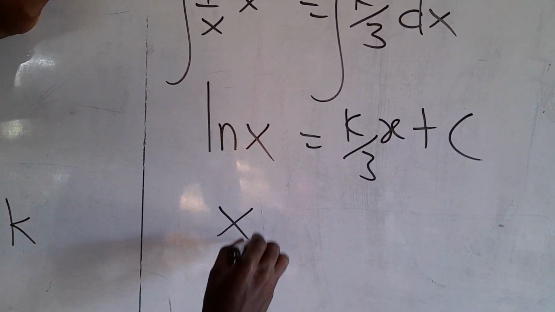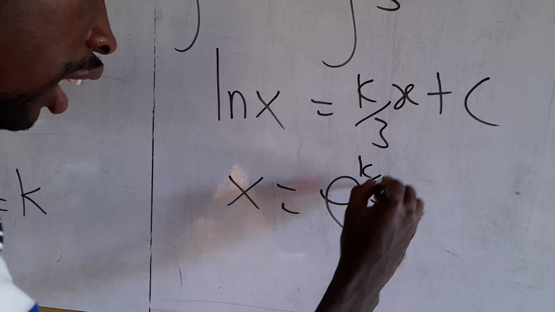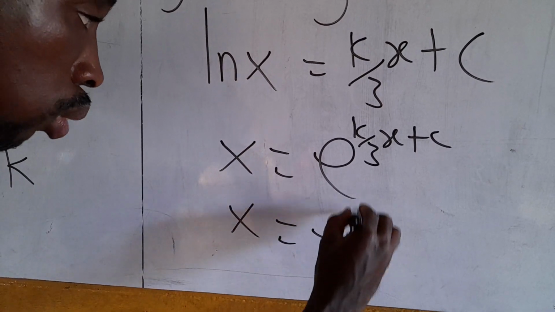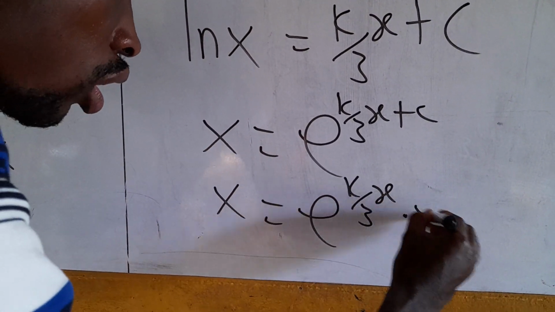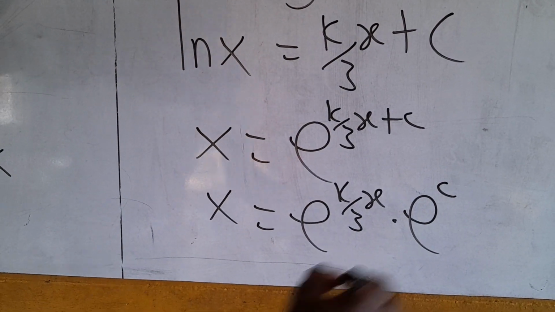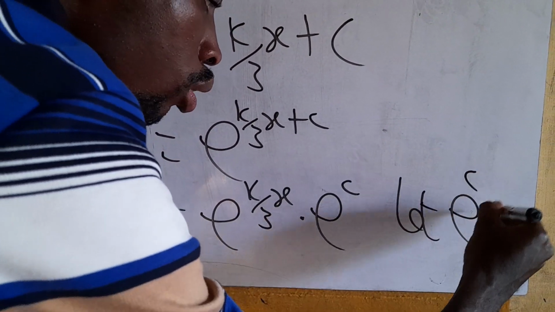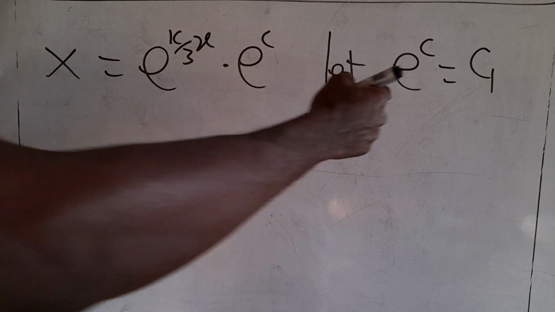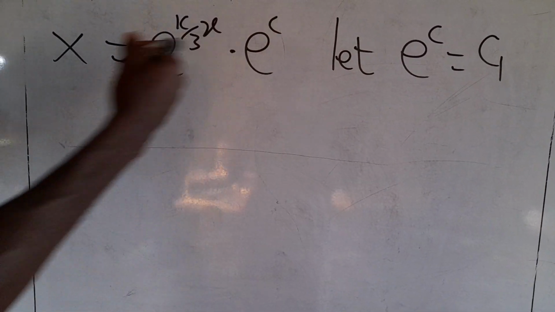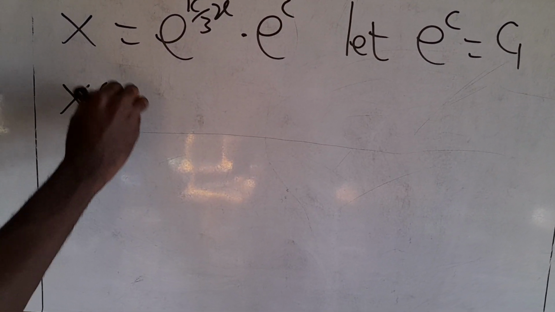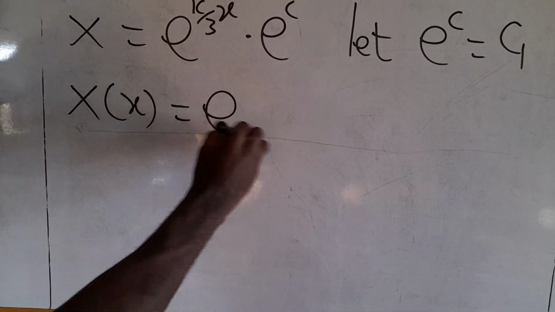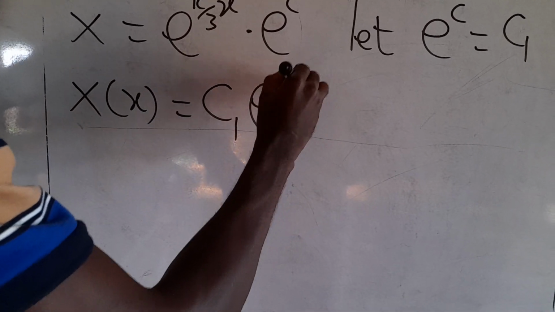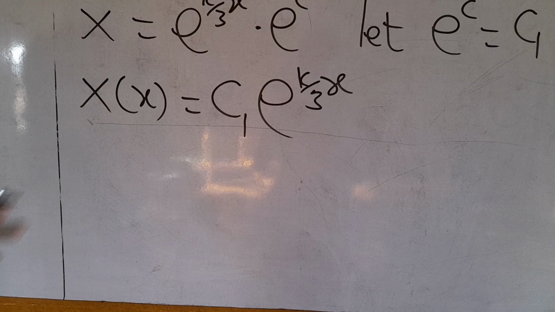So remember this, our X will just be equal to e exponent k over 3 x plus c, which can be rewritten as X equal to e exponent k over 3 x times e exponent c. So we'll let our e exponent c be equal to capital C1. So we said e exponent c should be equal to C1. So we substitute, our function X will be equal to C1, let me bring the C1 first, e exponent k over 3 x. So this becomes our function.